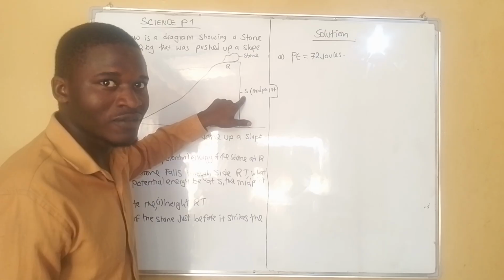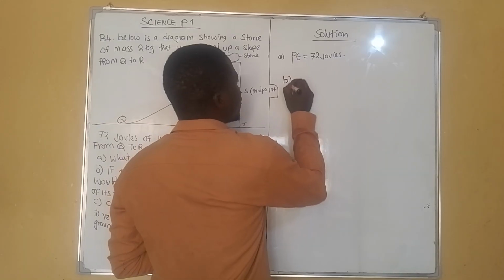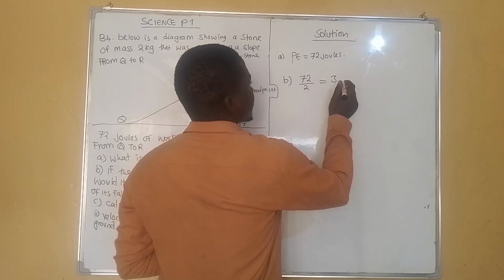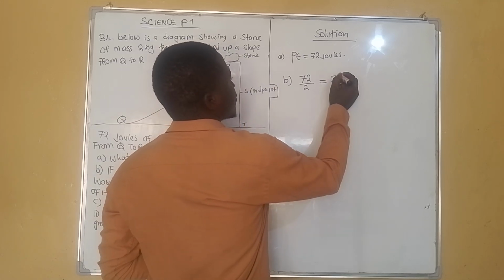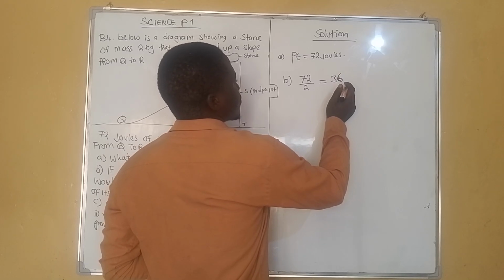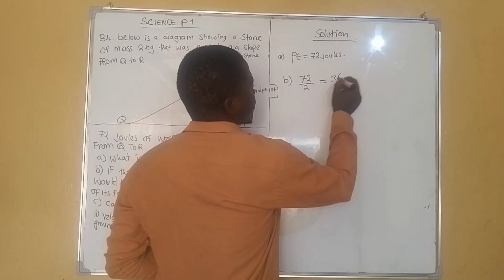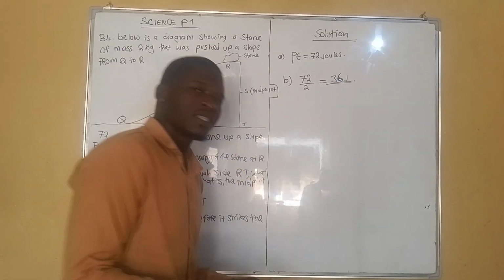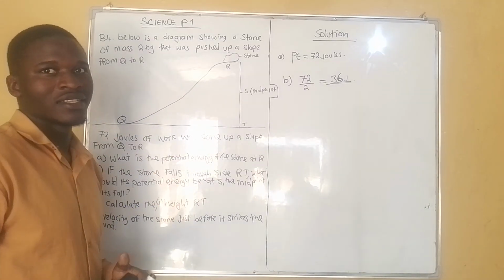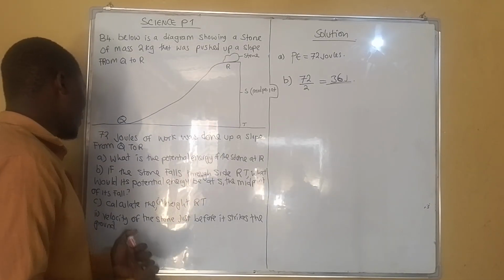What do you think we do there? We divide by 2, isn't it? So, for B, we are going to have 72 divided by 2, which will give us what? Is it 36? Yes, 36. Are you sure? 36 joules. So this would be the potential energy at S. Is it okay? We cool? Okay. We move.